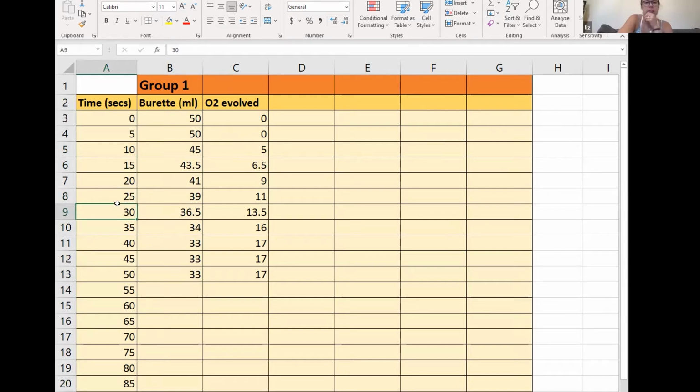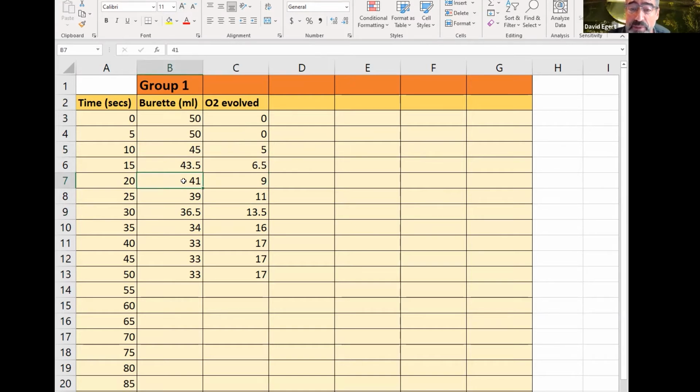You subtract from the water to start. You subtract from the 50 whatever number it's at. It's just going to be 50 minus whatever that volume of water is, the amount of air that must have displaced it, right? So if there's 50 in the burette, there's no oxygen made yet. If there's 45 in the burette, that means there's 5 oxygen. If there's 41 in the burette, that means there's 9 oxygen. It's just 50 minus whatever the burette reading is.